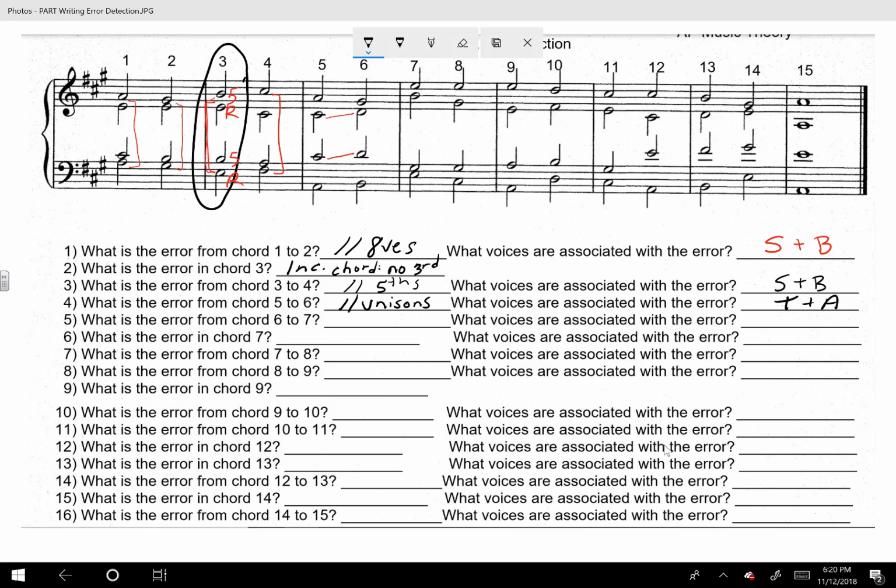Number 5, what is the error from chord 6 to 7? Voice overlap. It happens with the alto and the soprano. And let's point that out. Here the altos go from the D to a B and overlap the soprano's previous note of a G.